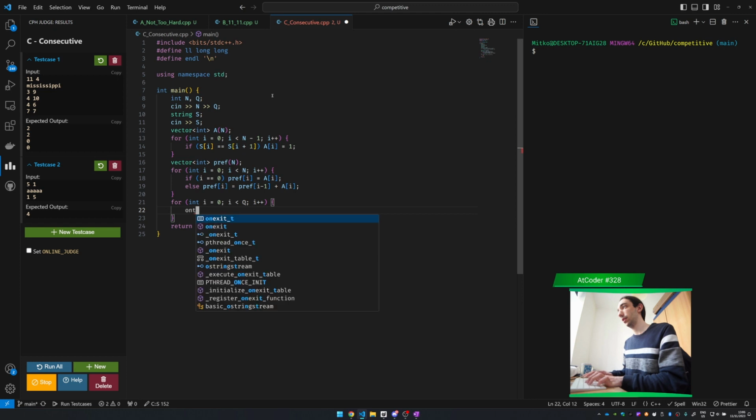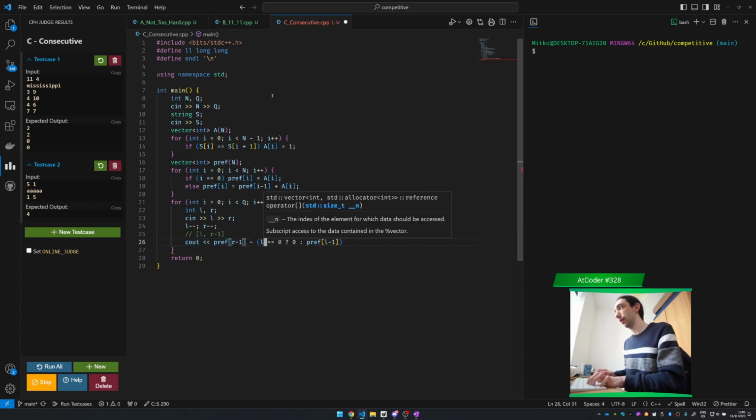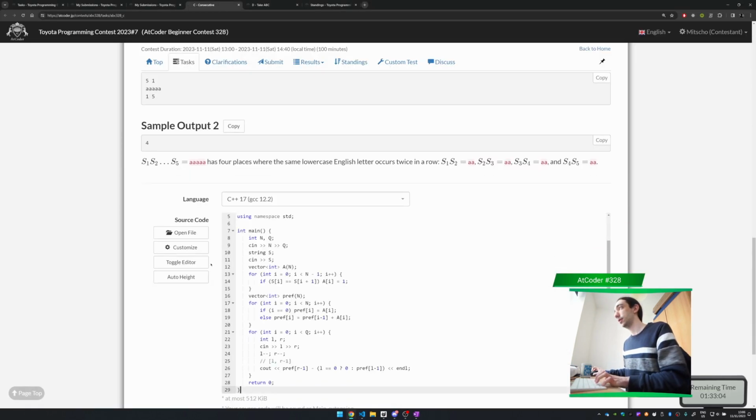Then for each query we are given L and R. We want the range inclusive from L to R minus 1, because if we get to R, that would mean the pair extends past the range. So the answer is prefix at R minus 1, minus either 0 if L is 0, or prefix at L minus 1. As far as I think, this passes.